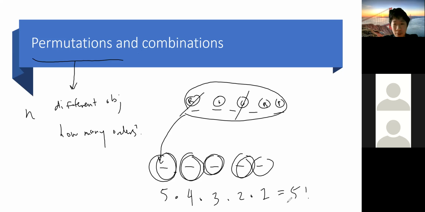So this is the permutation. So when we have n different objects, how many orders? n factorial orders for them in the line. Okay, this is one of the easier parts because it's just multiplication, right? It's just a different kind of multiplication problem. Okay, so this is a permutation. How many orders? n factorial. Any questions?